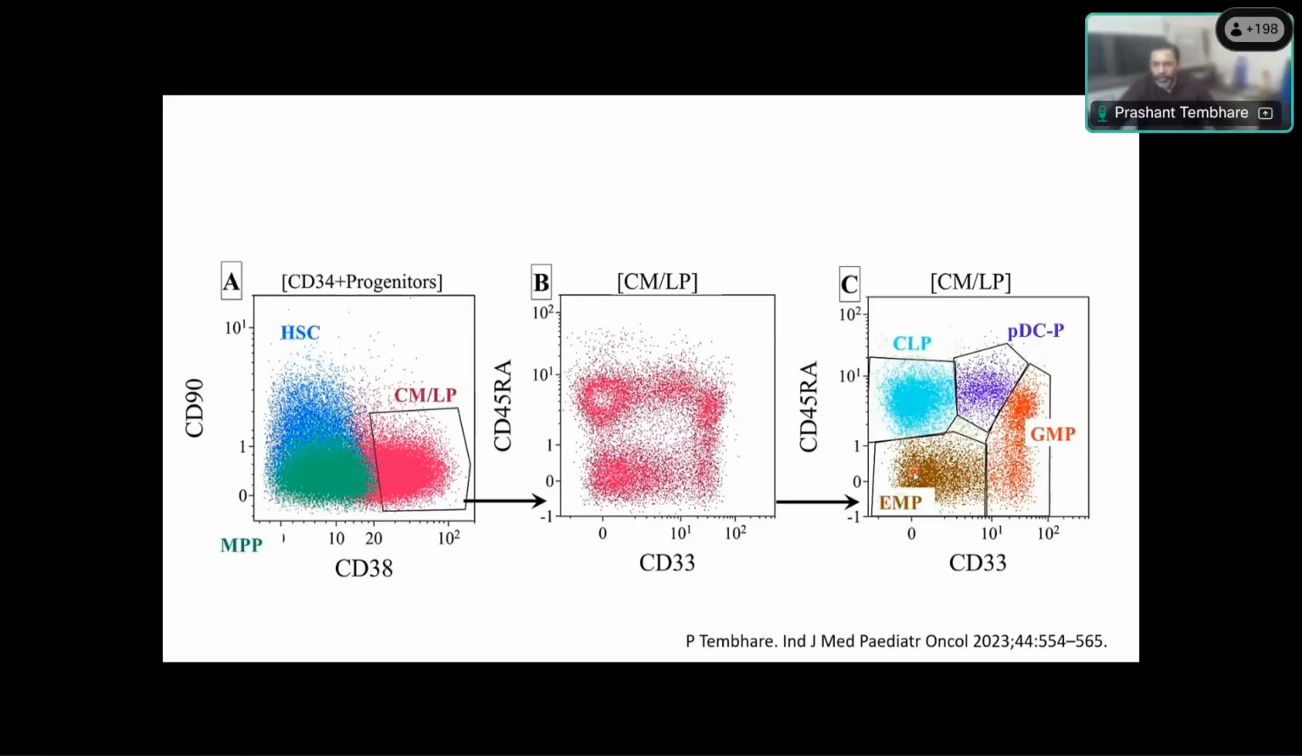From this population, erythroid cells and megakaryocytes will come. From this population, myeloid, B cells and T cells will come. From this population, we have dendritic cells, and from this population, monocytes and granulocytes differentiate. Remember, these are all CD34 positive progenitors, and based on their antigen expression pattern of CD38, CD45RA and CD33, we have divided them into multiple subsets.